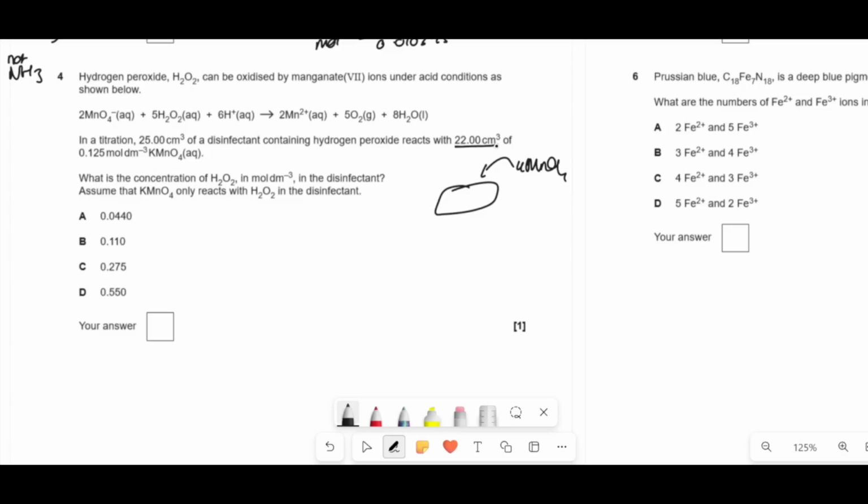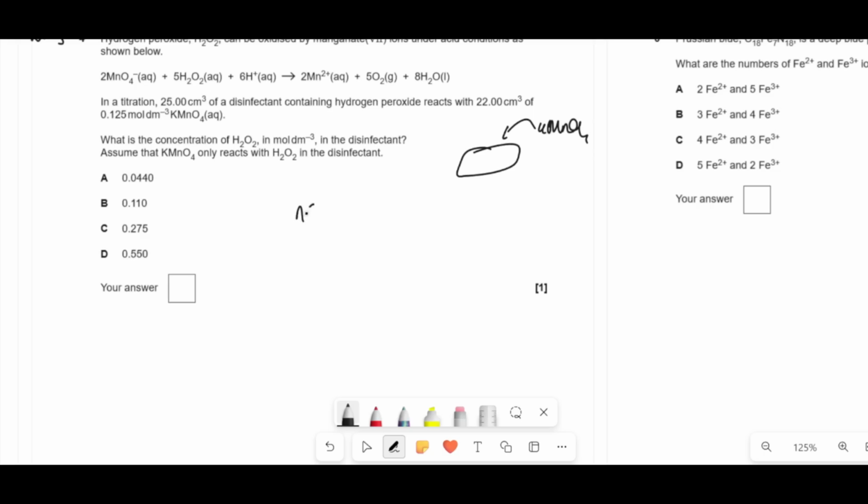So that means that this volume and this concentration of KMnO4 has reacted with the hydrogen peroxide in there. So that means the moles of the MnO4- is going to equal, because that's the thing that's reacting here, 0.125 times 22 over 1,000. If we do that, so 0.125 times 22 over 1,000, we get 2.75 times 10 to the minus 3 moles.